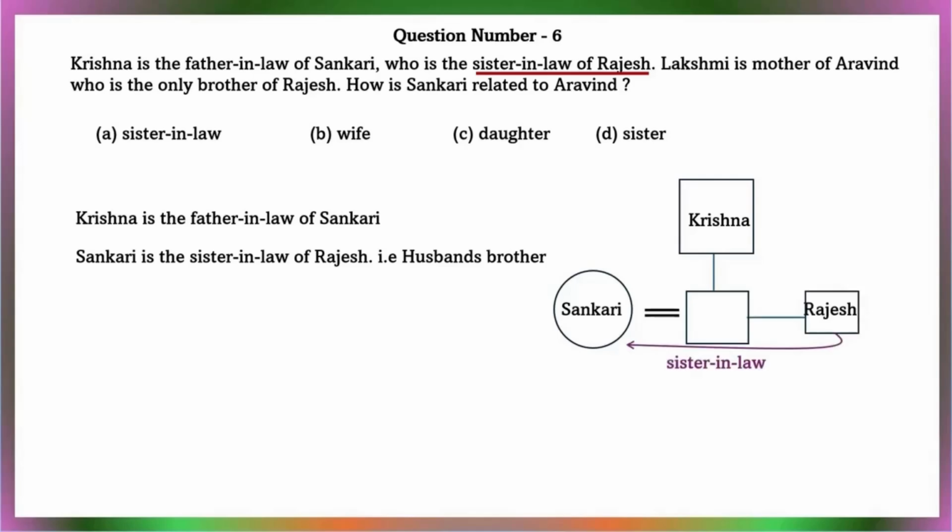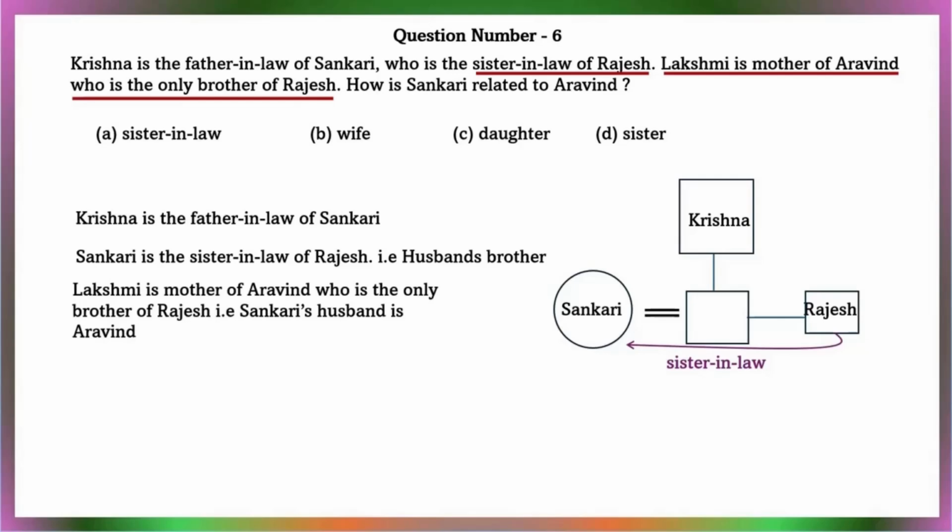Now, we are told that Lakshmi is the mother of Aravind, who is the only brother of Rajesh. So, Aravind and Rajesh are brothers, and Aravind is the only brother of Rajesh. Since Rajesh is the brother of Shankari's husband and Aravind is Rajesh's only brother, it follows that Aravind must be Shankari's husband. Also, Lakshmi is the mother of both Aravind and Rajesh. Therefore, Shankari is the wife of Aravind.